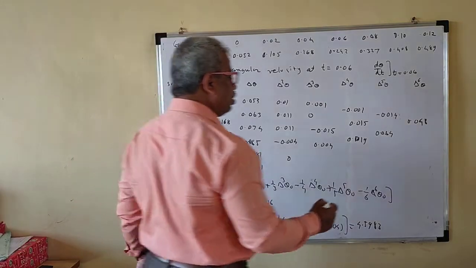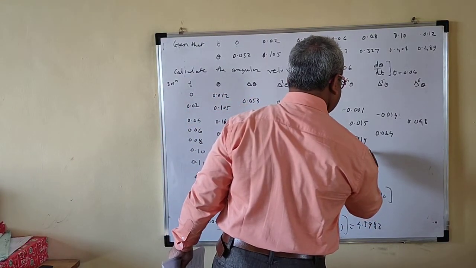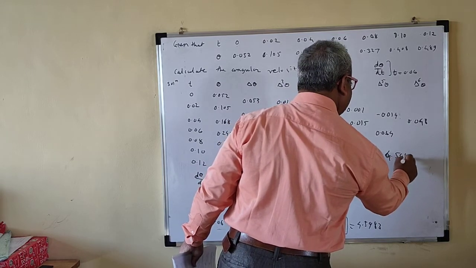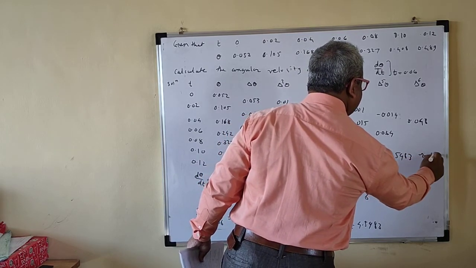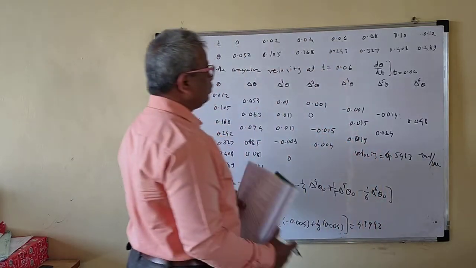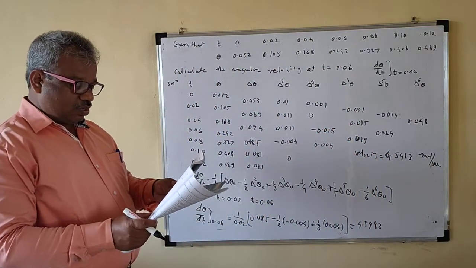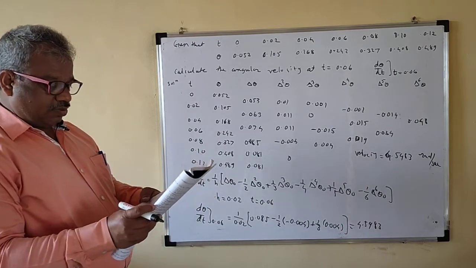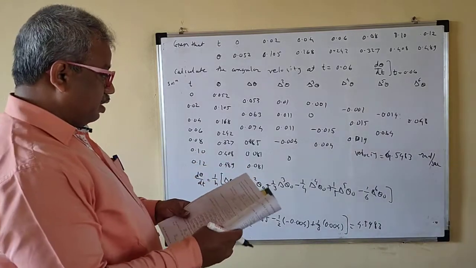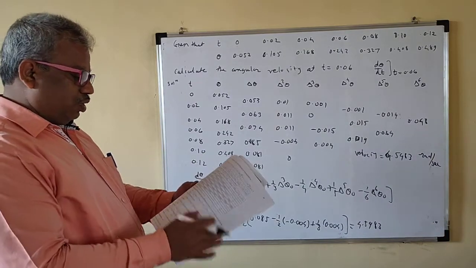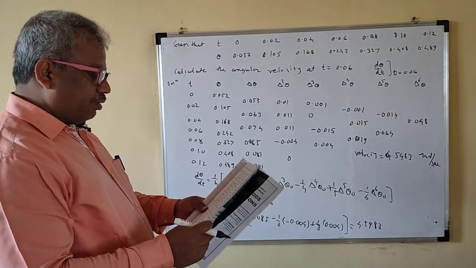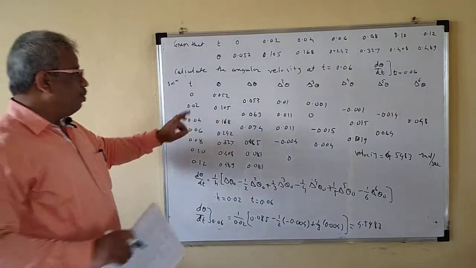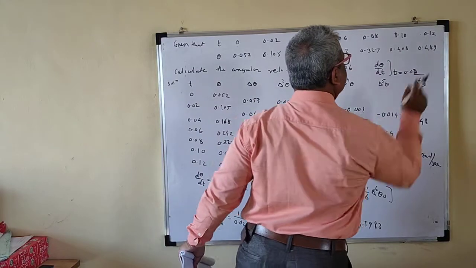So therefore velocity is equal to 4.5983 radian per second. Okay, so the units are given here: t in seconds and theta in radians. So radian per second is the unit of the velocity.